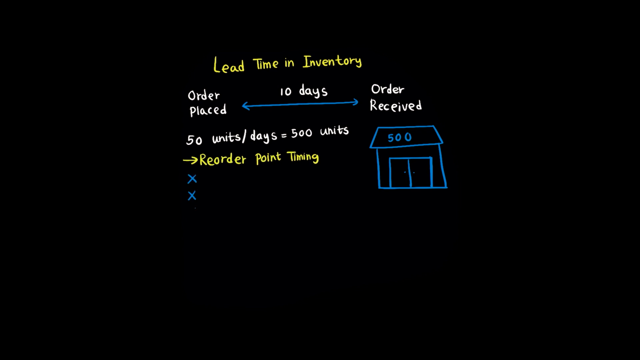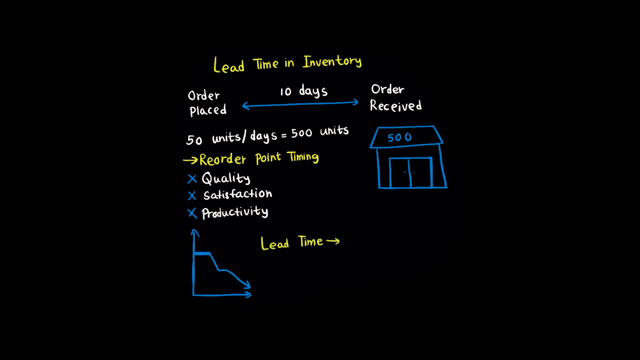It doesn't affect product quality standards, satisfaction scores, or employee productivity. Those are separate business metrics. Lead time specifically impacts reorder point timing because it tells you how long you'll be selling from existing stock while waiting. Order too late, stock out. Order too early, excess inventory.